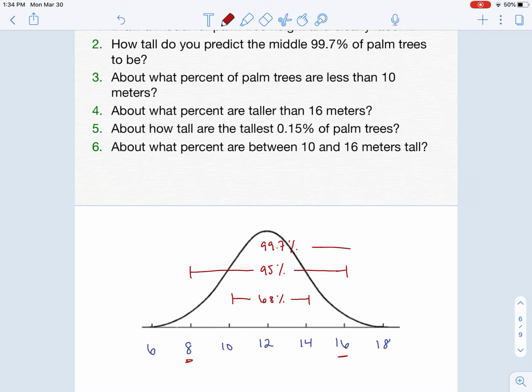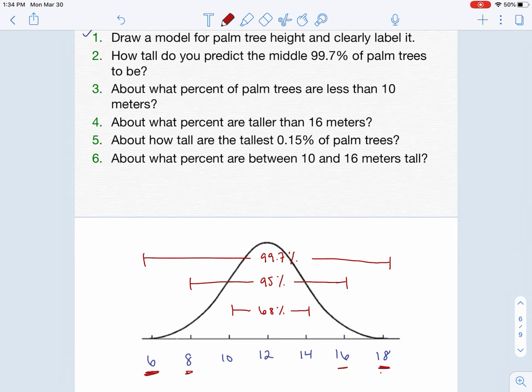99.7%, that's almost every single palm tree, is going to be within 3 standard deviations of the mean. 99.7% of palm trees are going to be between 6 and 18 meters tall. How tall do I predict them to be? Between 6 and 18 meters tall.